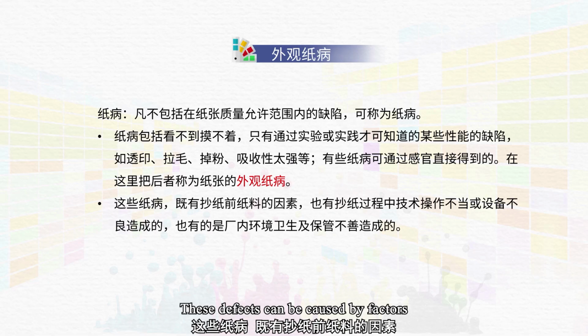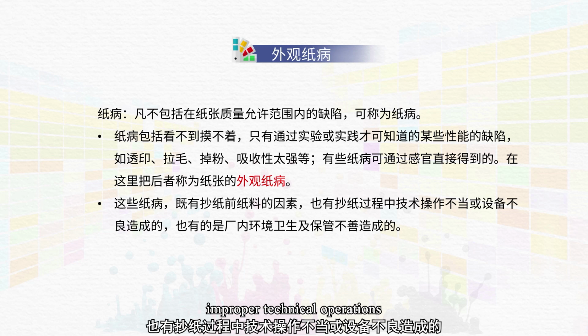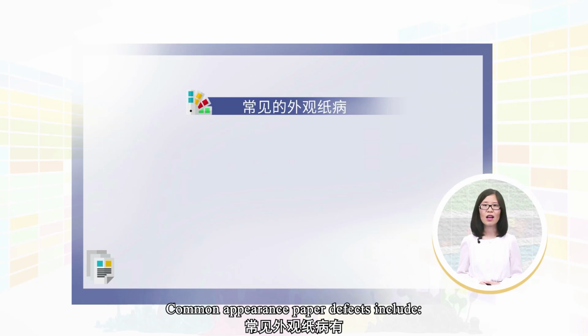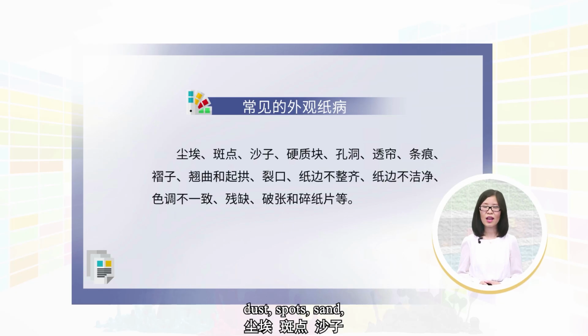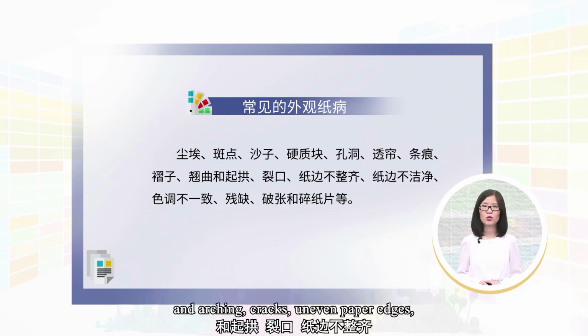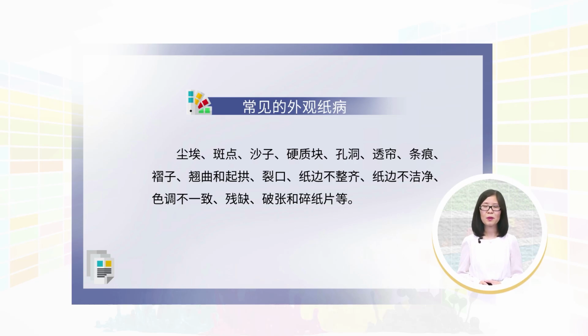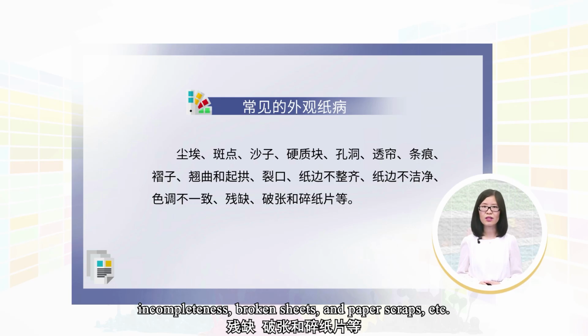These defects can be caused by factors in the stock before paper making, improper technical operations or poor equipment during paper making, or poor factory environmental hygiene and storage. Common appearance paper defects include dust, spots, sand, hard blocks, holes, show-through, streaks, wrinkles, warping and arching, cracks, uneven paper edges, unclean paper edges, inconsistent color tone, incompleteness, broken sheets, and paper scraps, etc. The figure shows several common appearance paper defects.